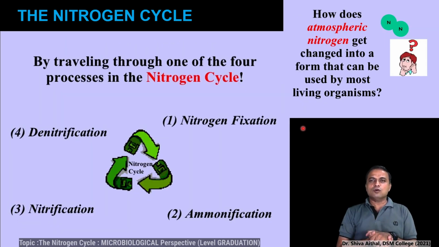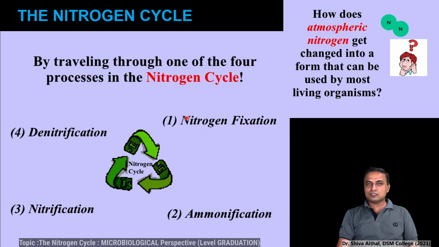Now next question, how does atmospheric nitrogen get changed into a form that can be used by most living organisms? How does this atmospheric nitrogen get converted? Now there are four main ways by which there is transformation of this atmospheric nitrogen. Each of these ways has its own oxidation state, because all these are redox reactions, the oxidation reduction reactions. By traveling through one of these four processes in the nitrogen cycle, the atmospheric nitrogen is changed into a form which can be used by us or other living organisms.